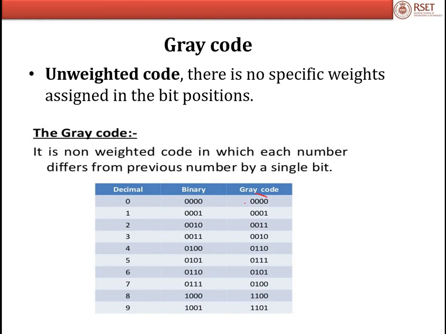So if you are taking the gray code of decimal number 0 and the gray code of decimal number 1, you can see that there is only a single bit change. Rest of the bits are same. Again, if I am taking the gray code of decimal digit 4 and decimal digit 5, you can again see that there is only one bit change, others are same. So you can say that here each number differs from previous number by a single bit.